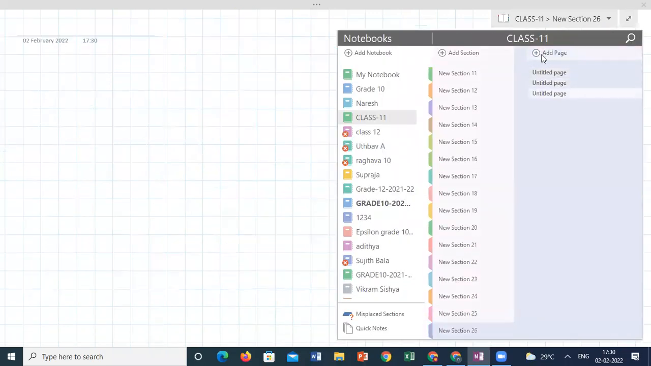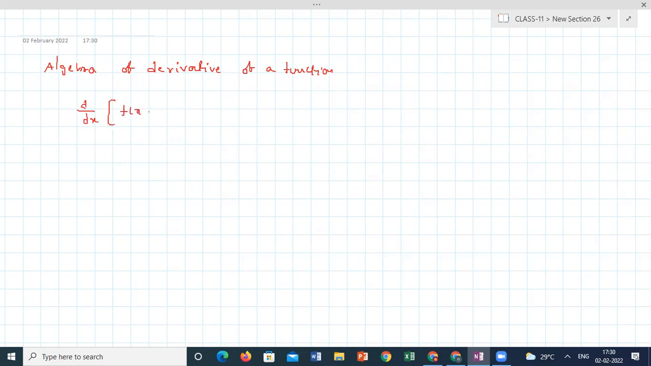Yes, sir. Yeah. Next one is algebra of limits. It plays an important role to solve the numericals in a quick way. Algebra of limits is like algebra of derivatives. Algebra of derivative of a function: like if two functions are in addition, suppose I'm taking d by dx where f of x is a real valued function, g of x is a real valued function.